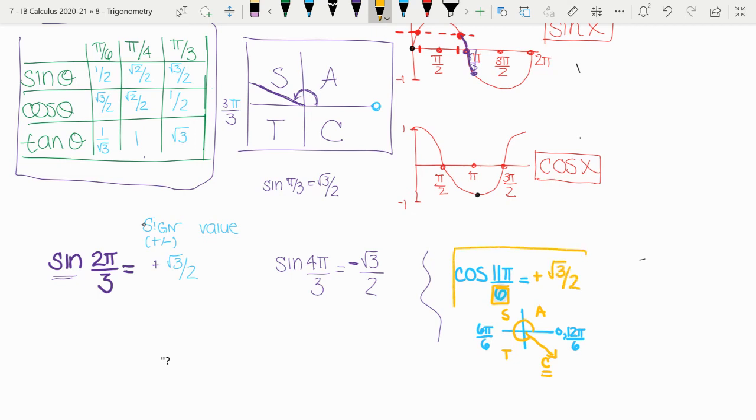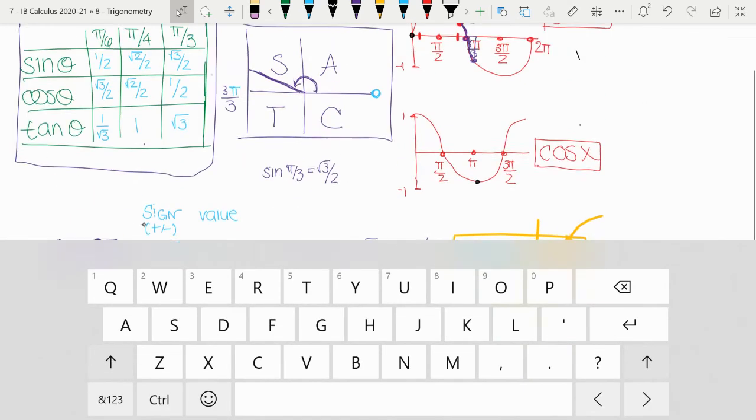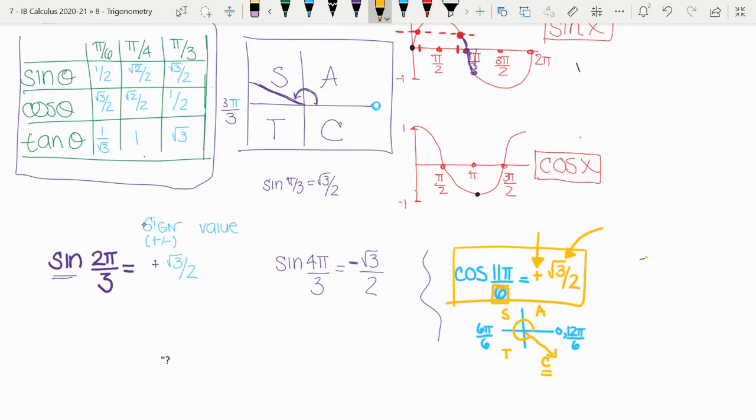So again, you do two things. You get the sign, whether it's positive or negative, and then you get the value. The value will come from this table, and you're pretty much looking just at what increments you're counting by. Are you counting by pi over 6s, pi over 4s, or pi over 3s? And again, I will explain why this works just looking at this cosine graph.